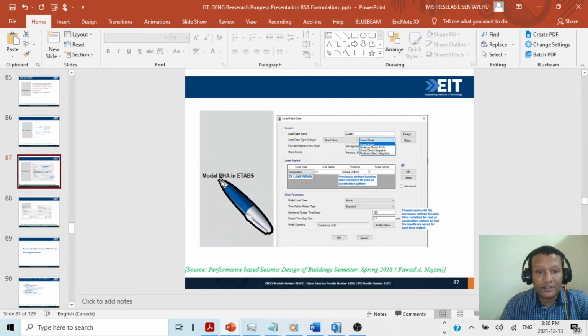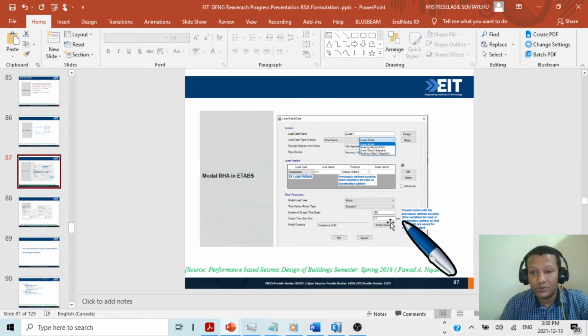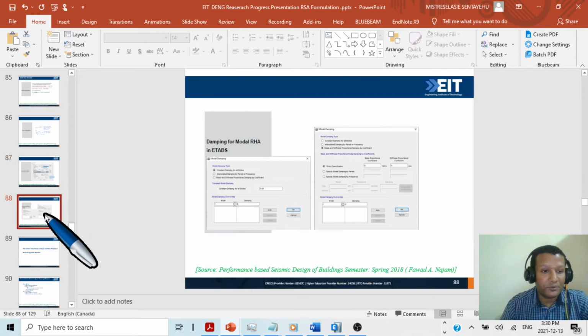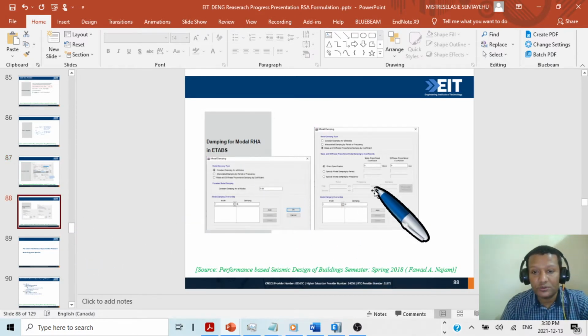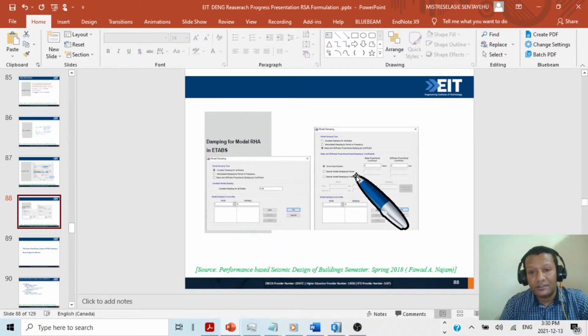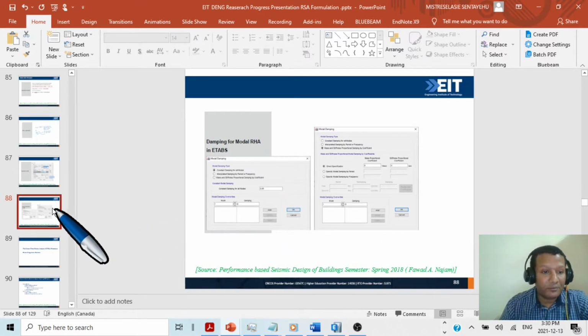Okay, this is modal response history analysis in ETABS. I will show you in a minute what this means. This is the form, the load case, how we are going to use it. We shall see. In damping also, how we have a Rayleigh damping or a modal damping.